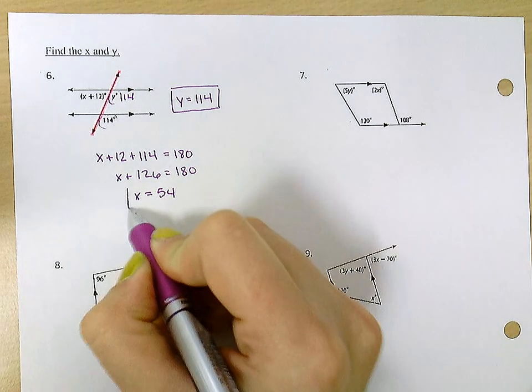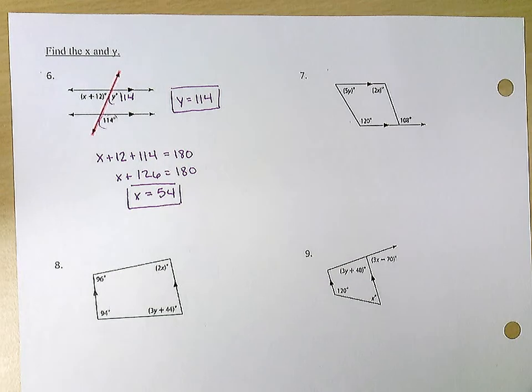To get x is 54. Okay, so still just looking for those angle pairs. You can still look for those angles that create a straight line. You can still look for vertical angles to know that they are congruent. Okay, using any of that knowledge we've gone over before.